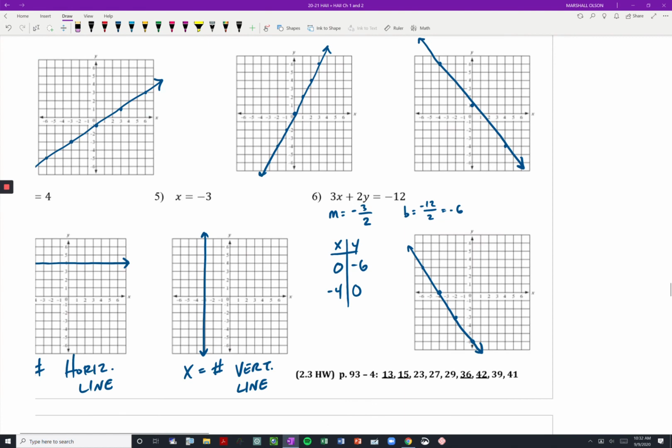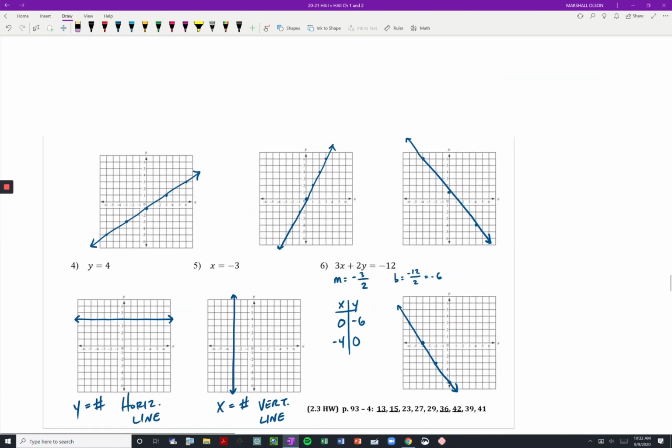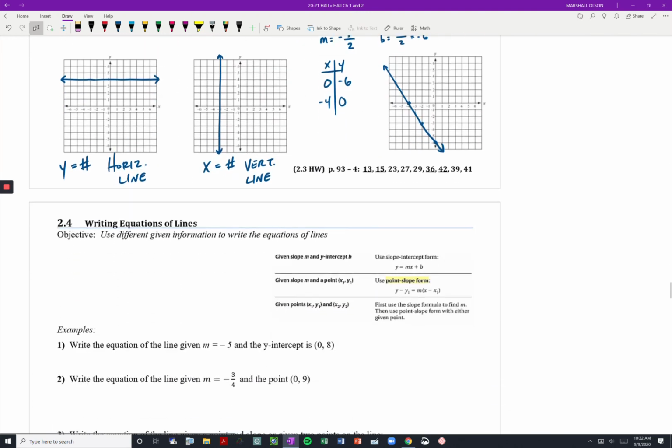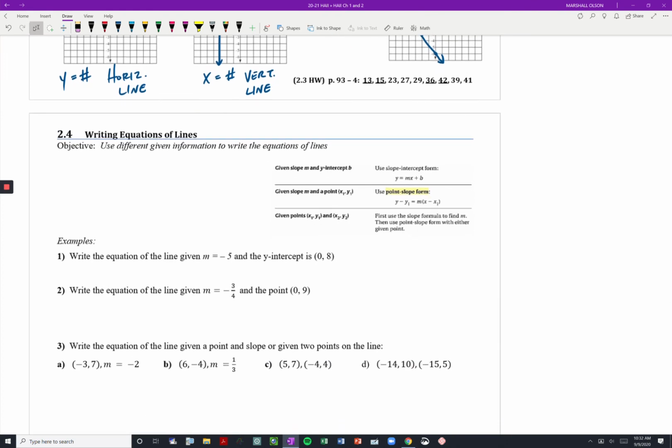So that's 2.3. Different forms of lines, graphing them, getting some information from an equation, which is a really important thing in this class. 2.4 on the back side of this, we're going to do a separate video for. This is now going to be about writing equations of lines, whether it be using point slope form, slope intercept, and even in some cases standard as well. But that's going to be a separate video.